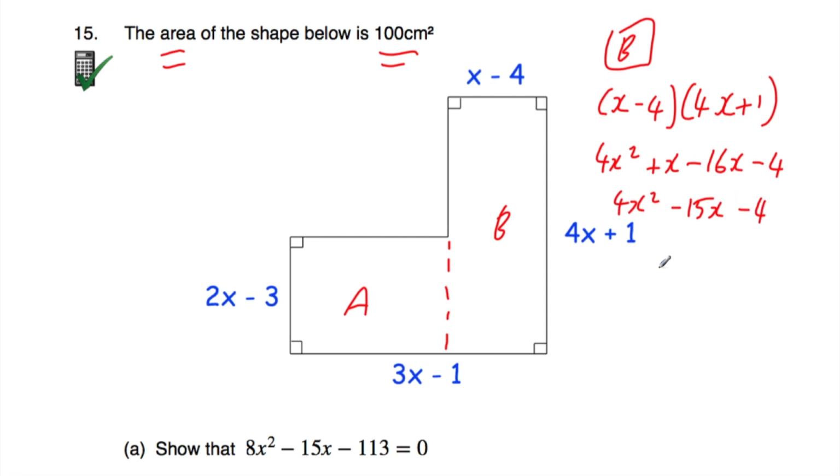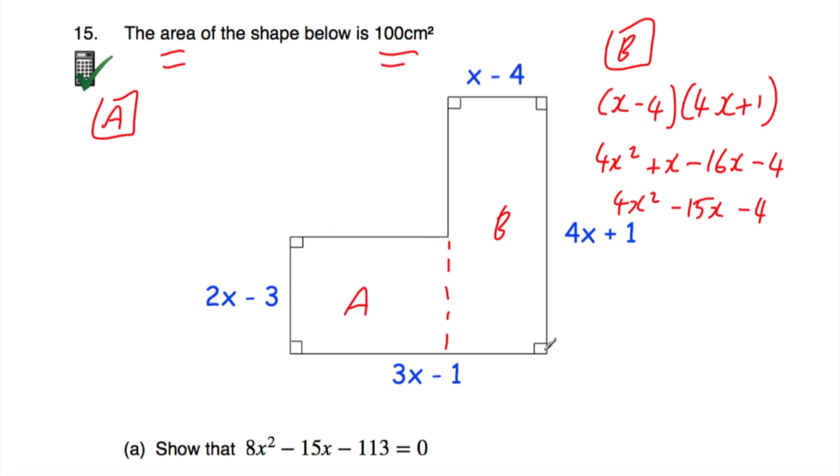It would be 4x squared minus 15x minus 4. So that's the area of this rectangle B. So now let's have a look at rectangle A. We want to find the area of rectangle A. Well, we know one of the measurements. We know this is 2x minus 3, but we need to know what to multiply that by. So we need to find this length here.